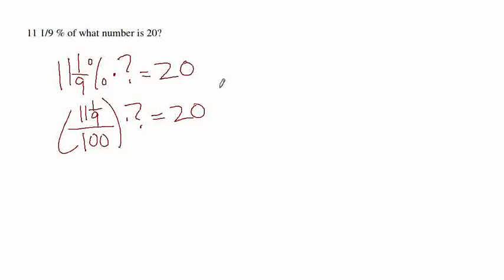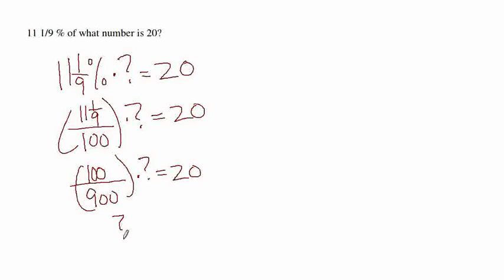So let me multiply the top and bottom by 9. So the top, if I multiply the top by 9, I'll get 99 plus 1, or 100. If I multiply the bottom by 9, I'll get 900. Okay, so we're getting better. So apparently we're multiplying the mystery number by 100 divided by 900, which is the same as 1/9, which is the same as dividing by 9.